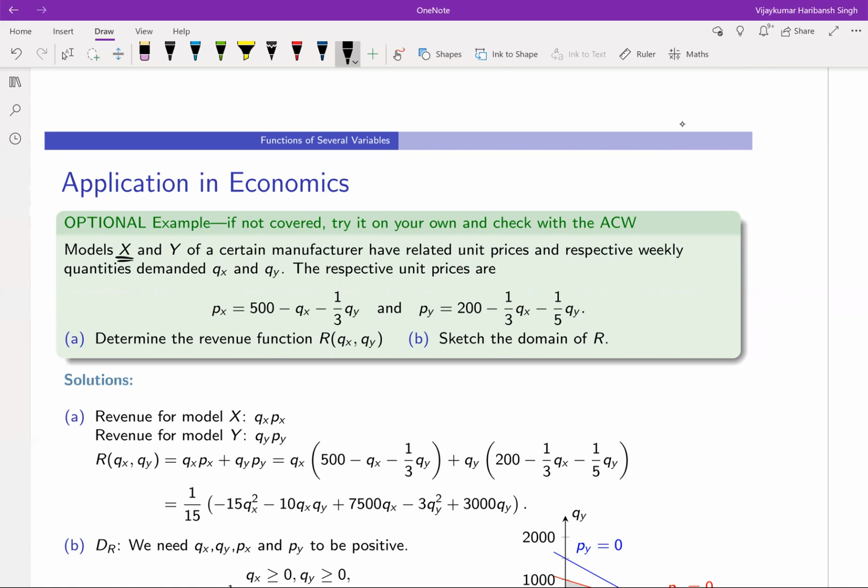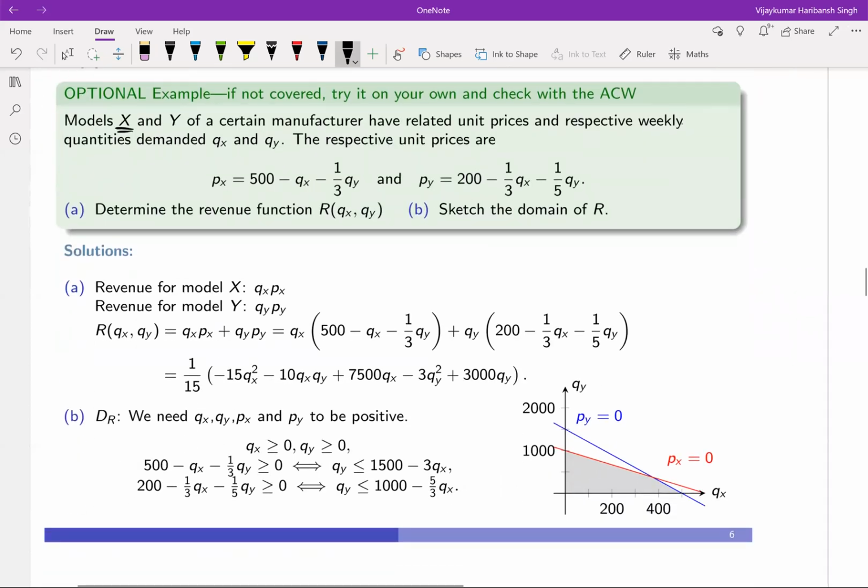All right. Of course, the prices of these commodities are really jointly related. So you see the price of X also depends on the quantity demanded for X and also the quantity demanded for Y. It will be a nice exercise to sketch a graph of this.